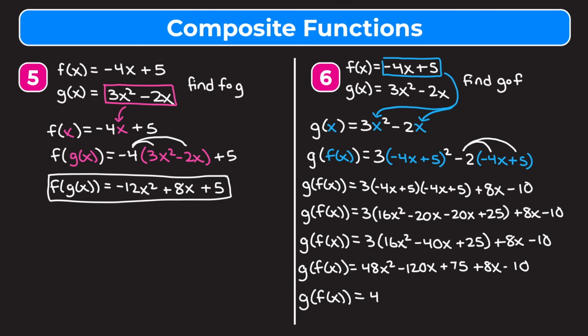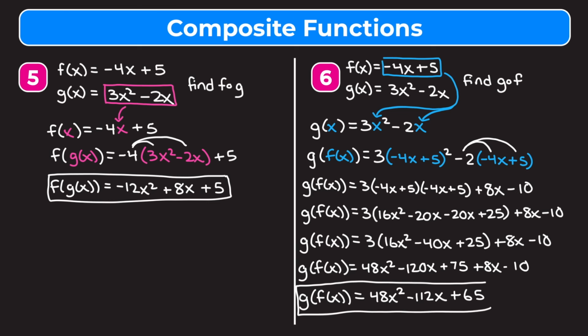We can't combine 48x squared with anything, so it stays as it is. We can combine negative 120x and positive 8x to get negative 112x. And we can combine 75 and negative 10 to get a positive 65. So that one was a bit longer, but we did it, and we got that g of f of x is equal to 48x squared minus 112x plus 65.